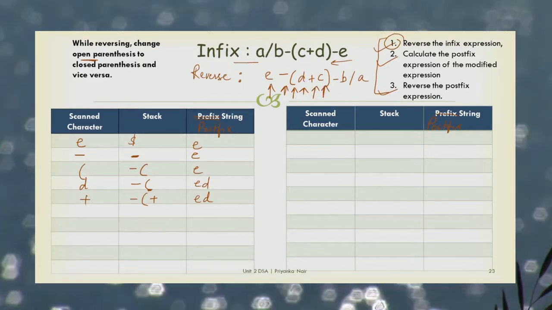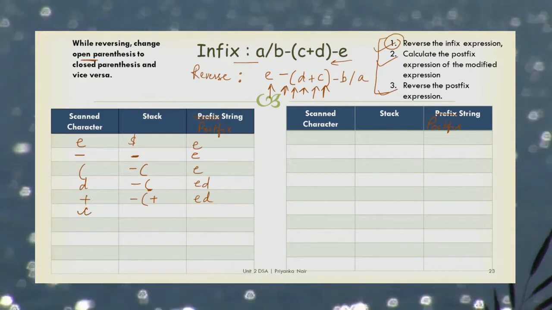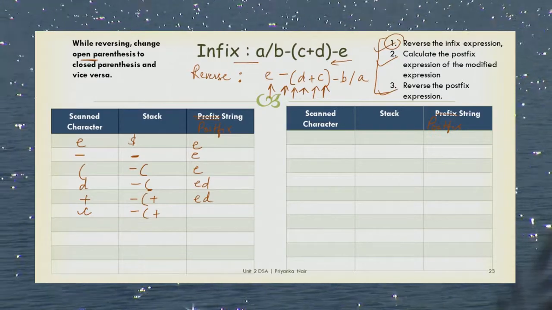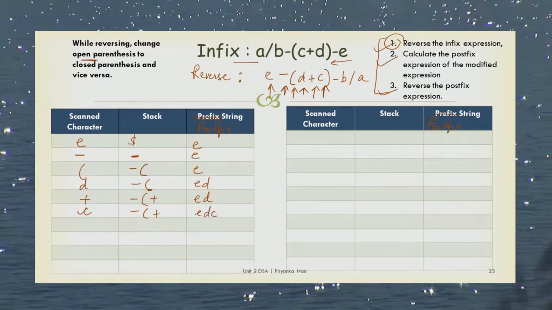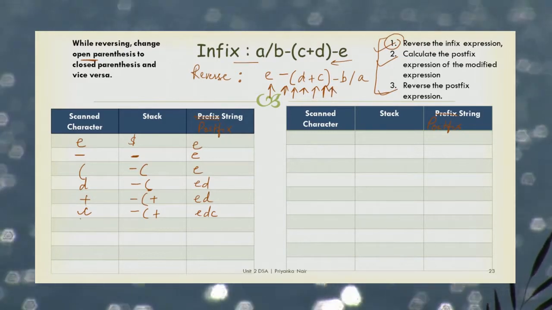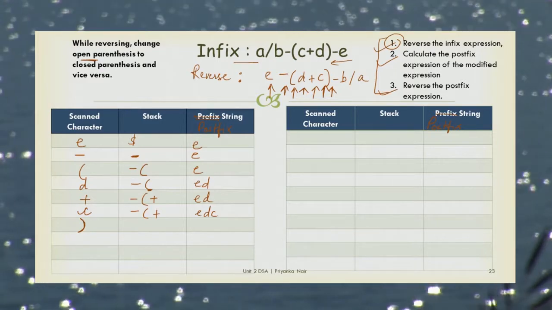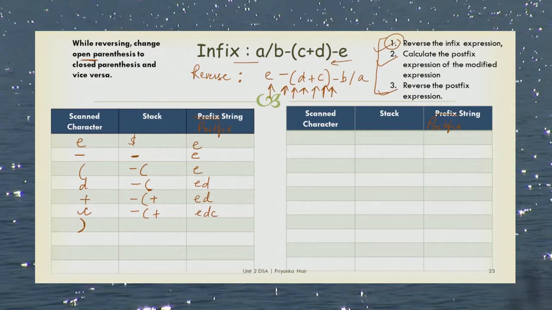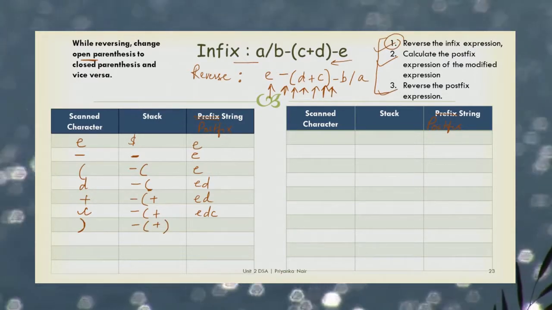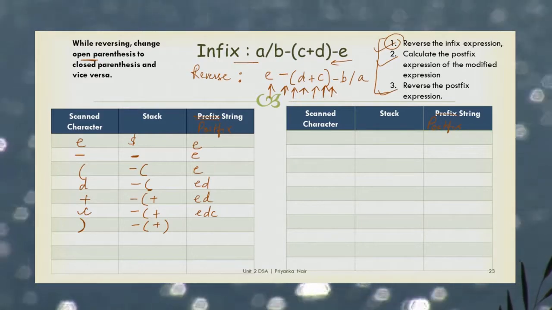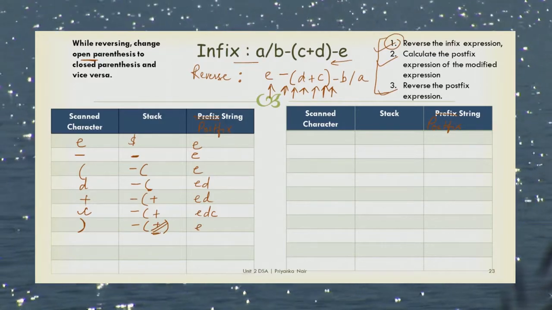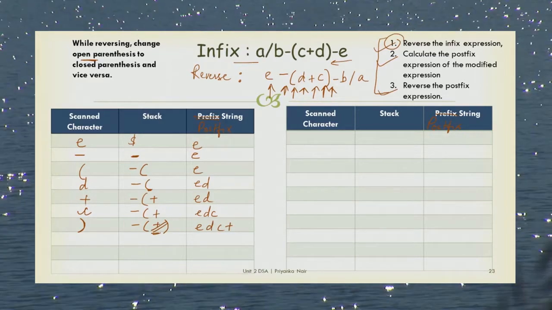The next character to be scanned is an operand. So C is an operand, and we know that whenever we see an operand, we directly push it onto the string. So we get EDC. Now the next character is a closing parenthesis. We have discussed in the previous episode that whenever we have a closing parenthesis, whatever elements are between the opening and closing parenthesis, we pop from the stack and add to the postfix string. So here we'll get EDC plus, right?